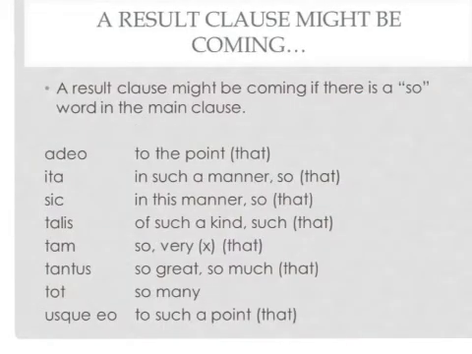It's easy to spot a result clause because there's usually a so word in the main clause. This so word is a telltale sign that a result clause might be coming. So if you see some of the following words in the main verb, you are expecting a result clause to follow, like adeo, to the point that; ita, in such a manner, or so that; sic, in this manner, so that; talis, of such a kind, such; tam, so, very that; tantus, so great or so much; tot, so many; or usque eo, to such a point that.